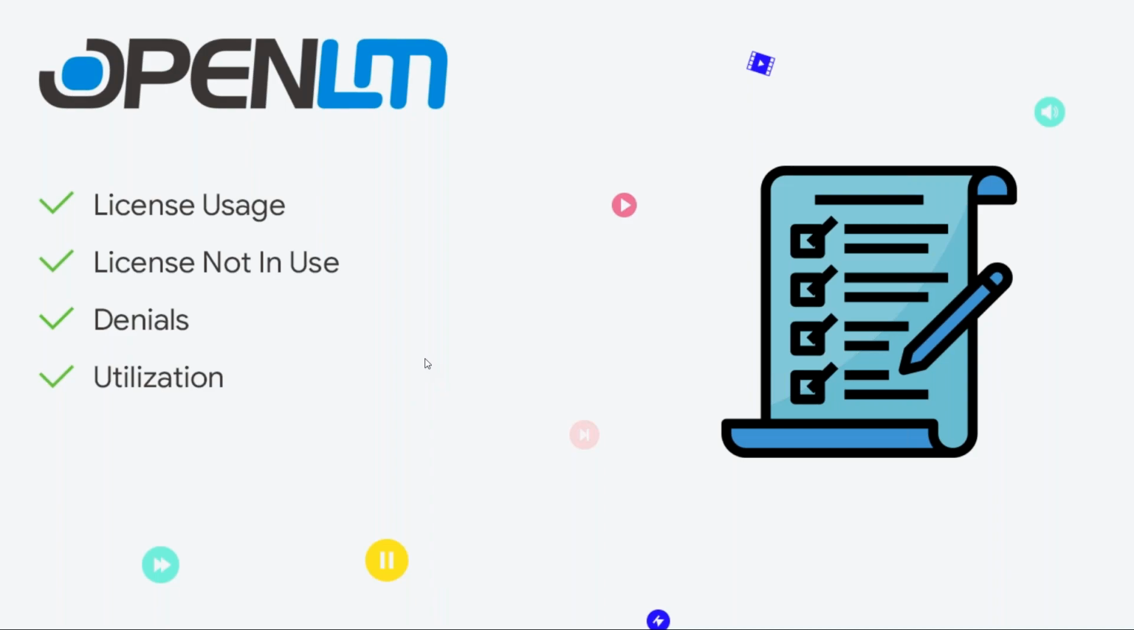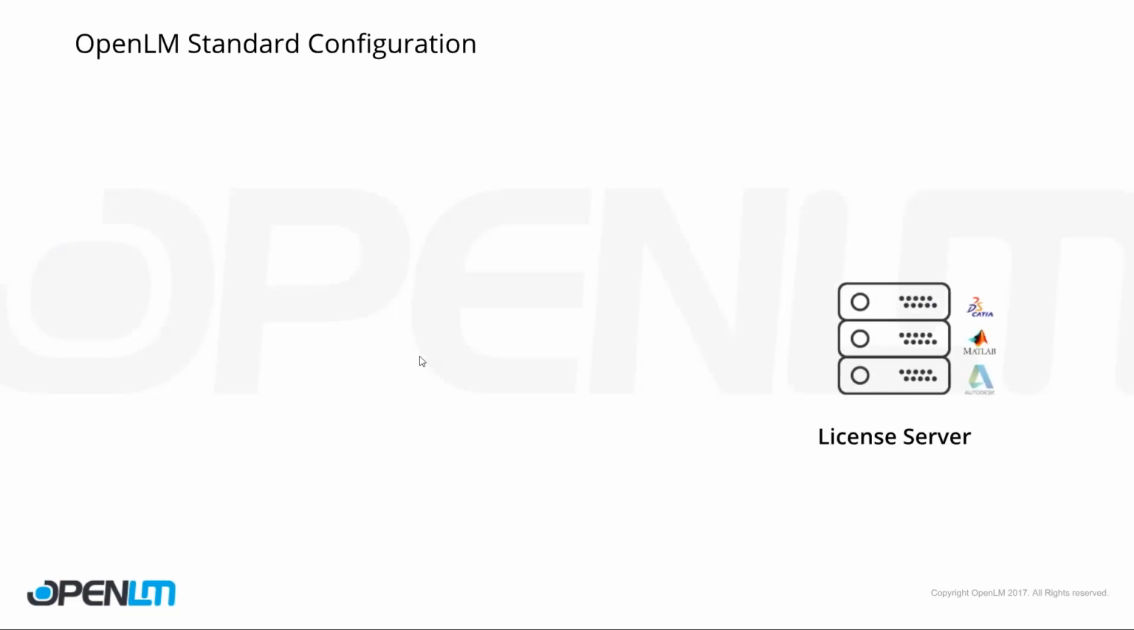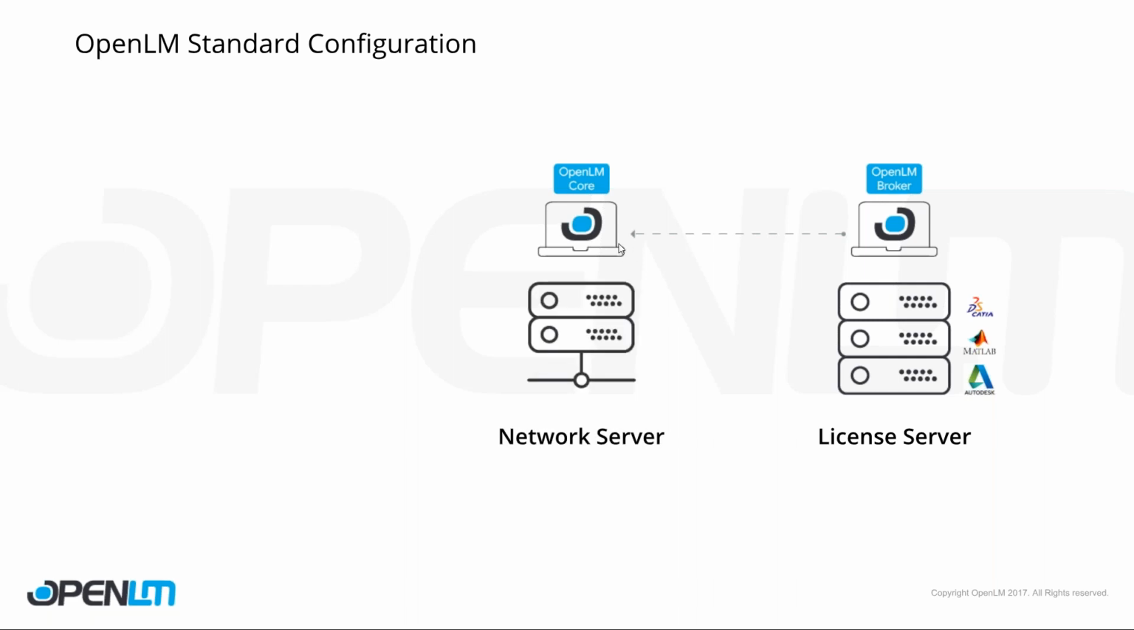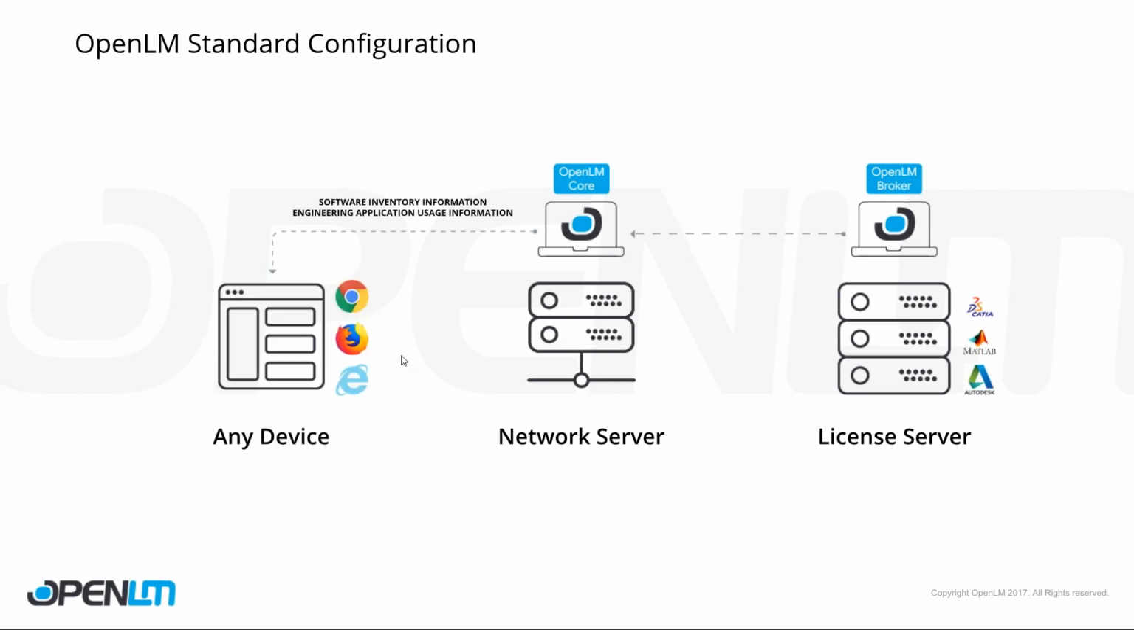So before we start, just a quick refresher on the OpenLM deployment. So you got the license server, which has the vendors. On it, you install the OpenLM Broker, which sends data to the OpenLM core, which sits on a network server. And if you want to query the data, if you want to see the reports, you just log on using any device. You remotely connect using your browser, and you can see the data.